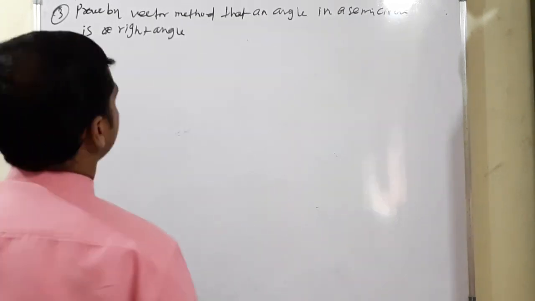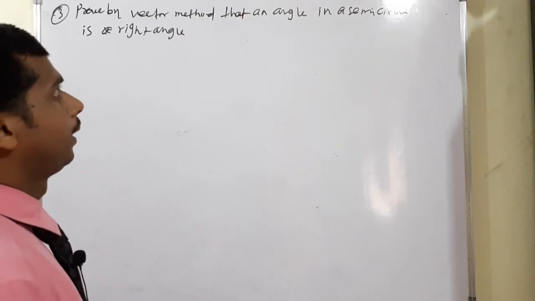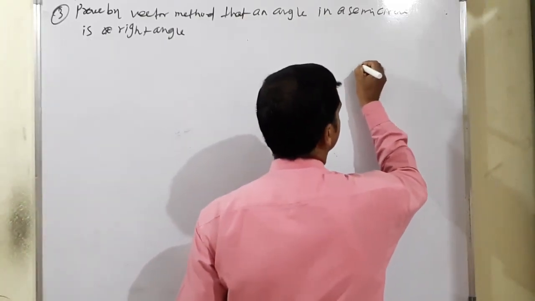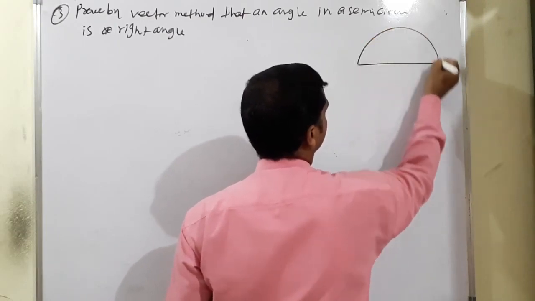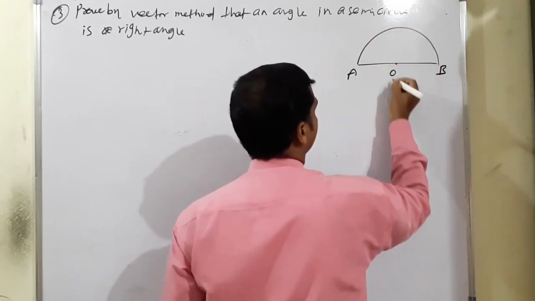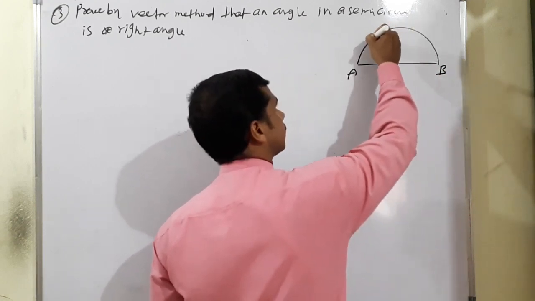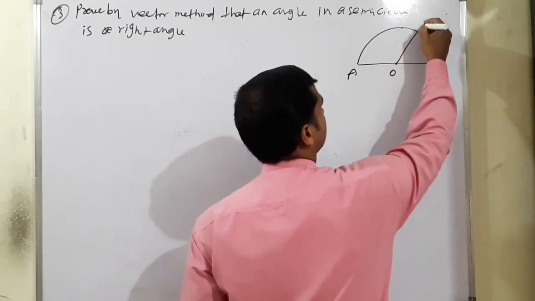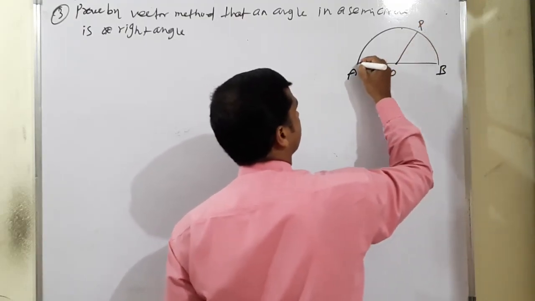Question number 3. Prove by vector method that an angle in a semicircle, okay, is a right angle. Semicircle, no? Draw one semicircle, this is A and B. The center is the point O. Whatever place in the semicircle, I will consider here, this is point P, okay.